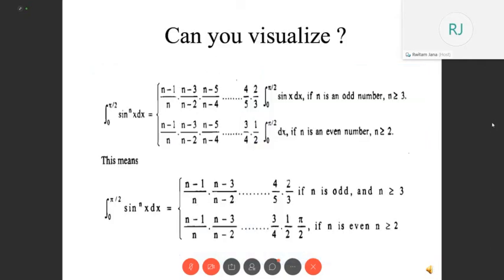And if you want to visualize the second part, I can give you one homework. Please write it. Find the value of 0 to pi by 2 sine to the power 6x dx. That is, n value is equal to 6. It is an even number. You have to do it. Okay.